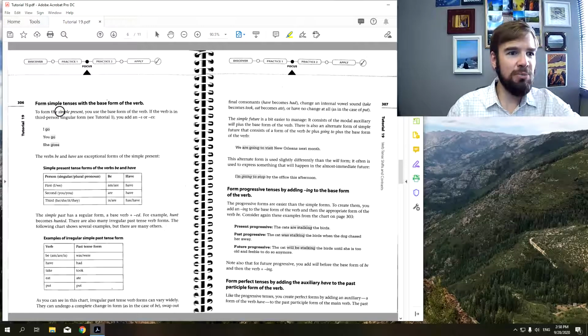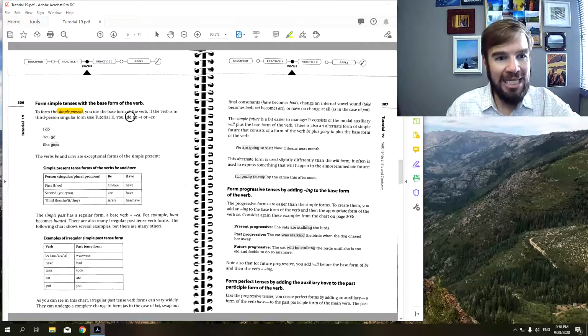So, to form the simple present, you use the base form of the verb. If the verb is in the third person singular form, you add an S or an ES. I go, you go, she goes. The verbs be and have are exceptional forms of the simple present.